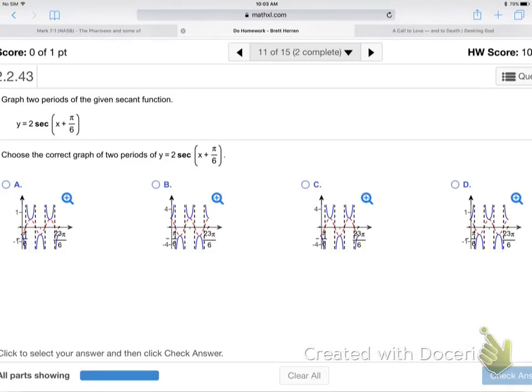All right, so here we are in number 11. 2 secant of x plus pi over 6. So, all right, what do we do first? We grab what's inside the parentheses. We put it between the two bounds for secant. What's it going to be?